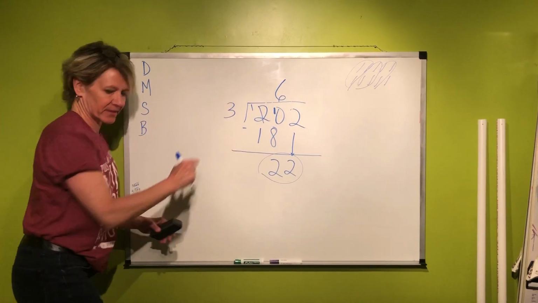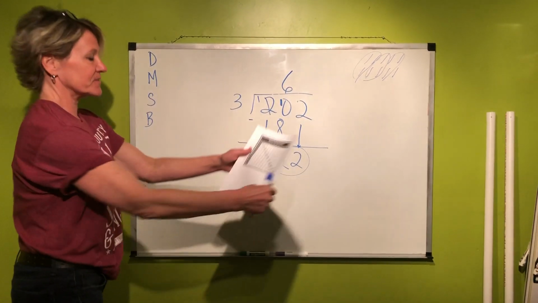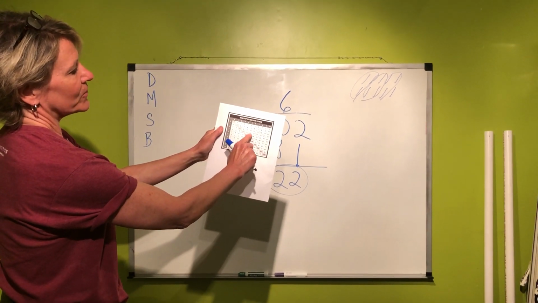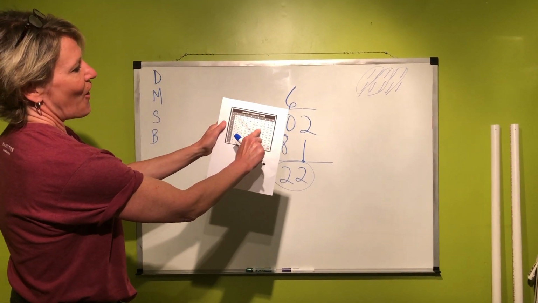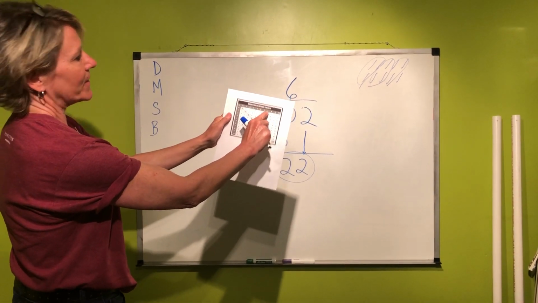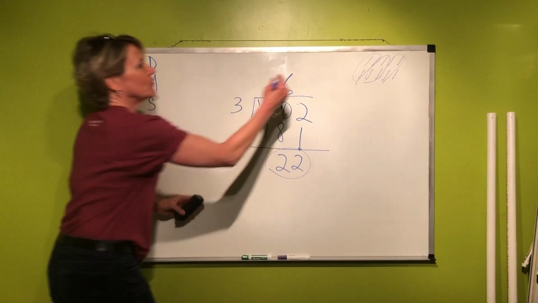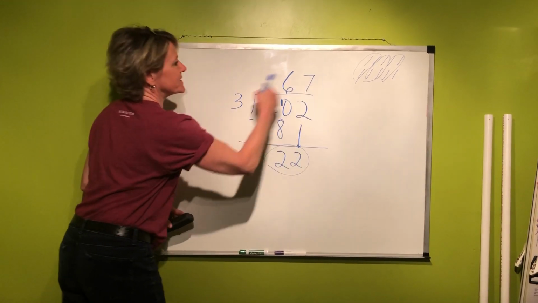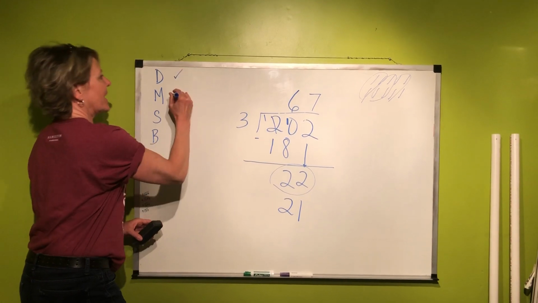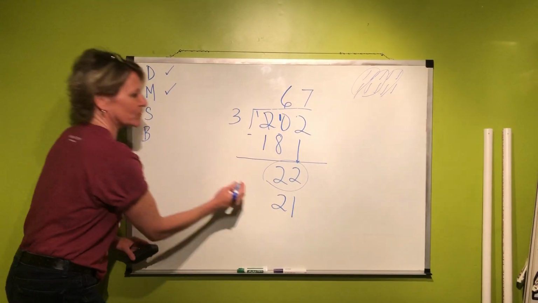22 divided by 3. Well, this is going to come in handy. Again, go across your 3's. How close can you get to 22? 21's darn close. What gives me 21? Oh, there's a 7 on the top. That means 3 times 7 gives me 21. So I've done that step and ready to subtract.